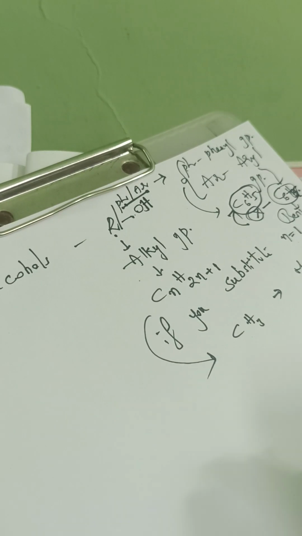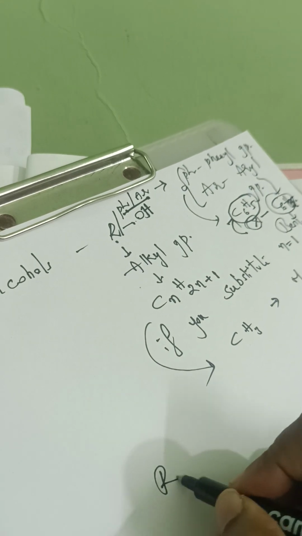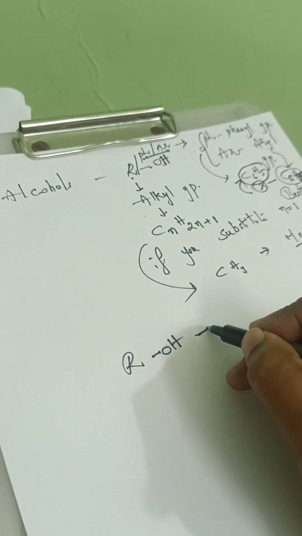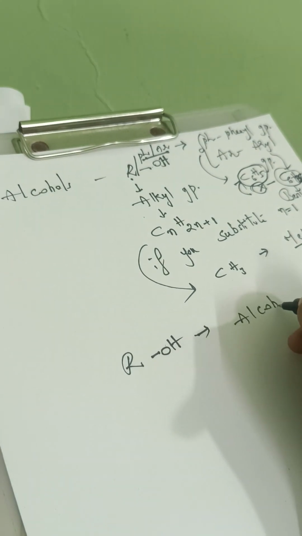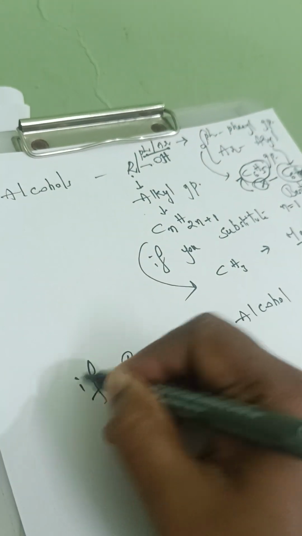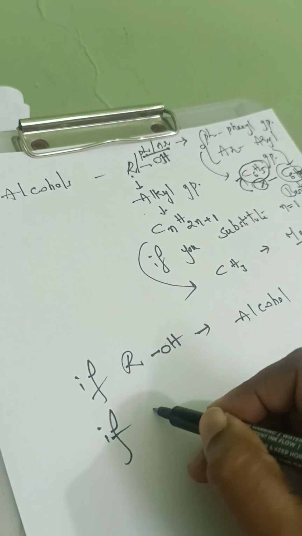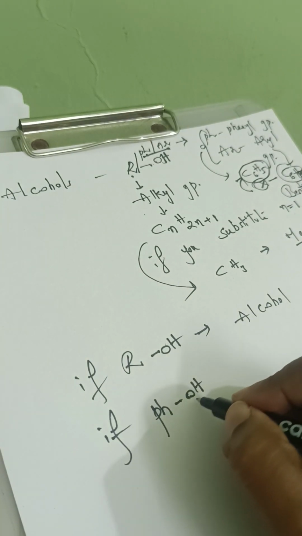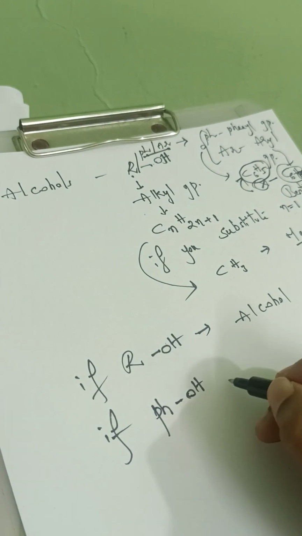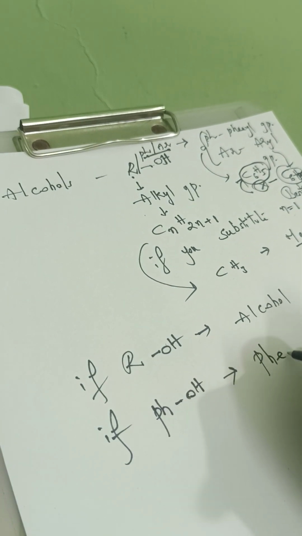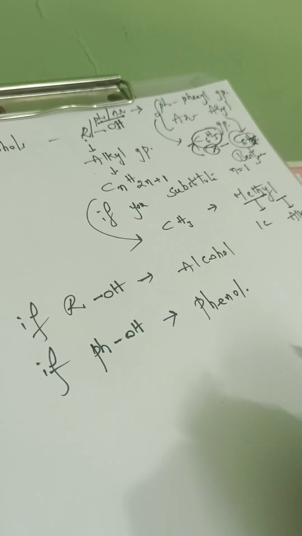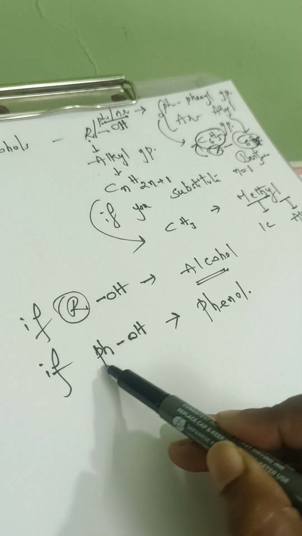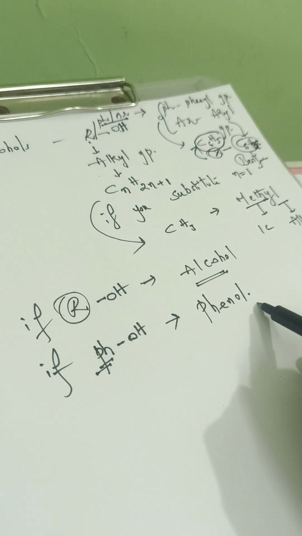After that, see, if an alkyl group is attached to OH, this is called an alcohol. If a Ph group is attached to OH, the hydroxy group, this is called phenol. So in alcohols, when an alkyl group is attached, it is an alcohol. When a Ph group is attached, it is a phenol.